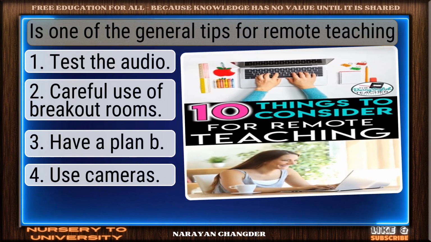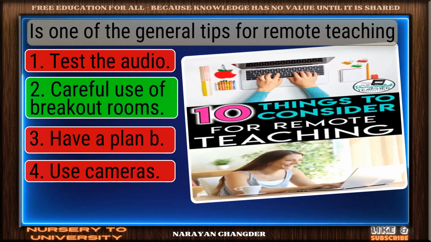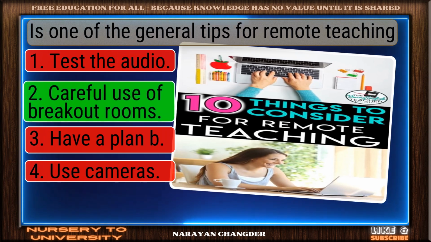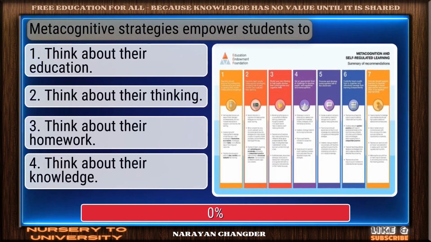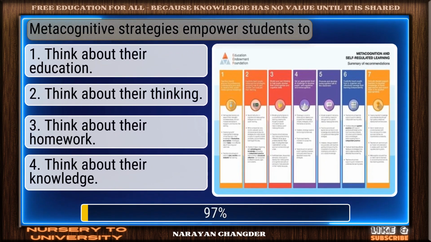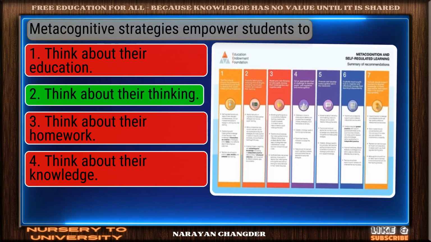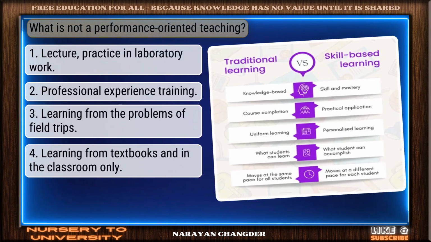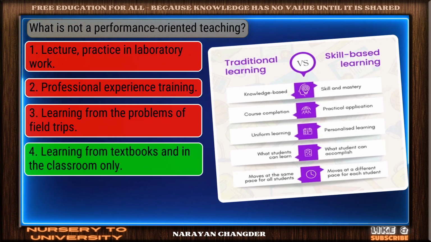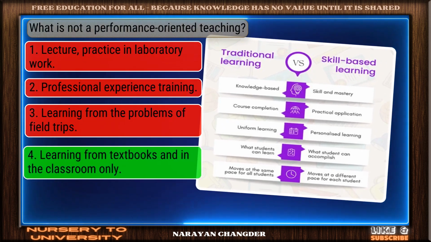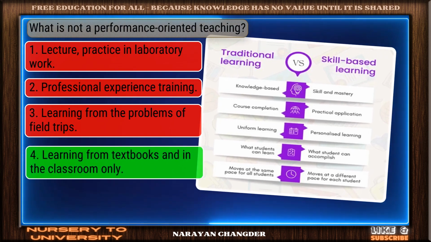Which is one of the general tips for remote teaching? Perfect. Careful use of breakout rooms is the correct choice. Metacognitive strategies empower students to. Nice selection. Think about their thinking is the correct and valid answer. What is not a performance-oriented teaching? Strong choice. Learning from textbooks and in the classroom only is the right answer.